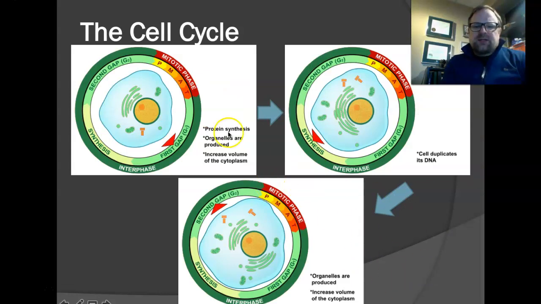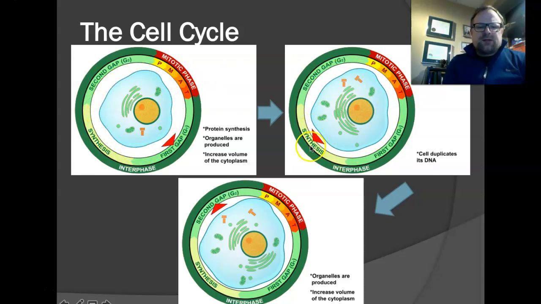This diagram is just quickly running us through, in this direction, this shape of a 7 here, what's going on in interphase. We've got our first gap phase where we're getting protein synthesis, organelles are being produced, and we're increasing the volume of the cytoplasm. Look at the size of the cell here compared to the size of the cell here.